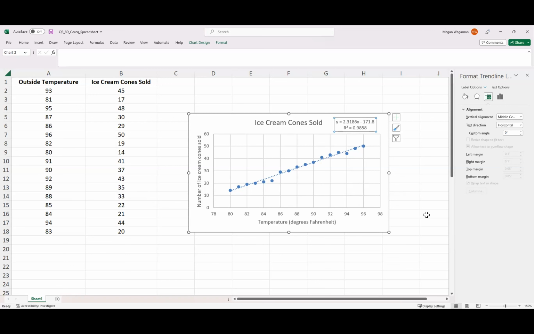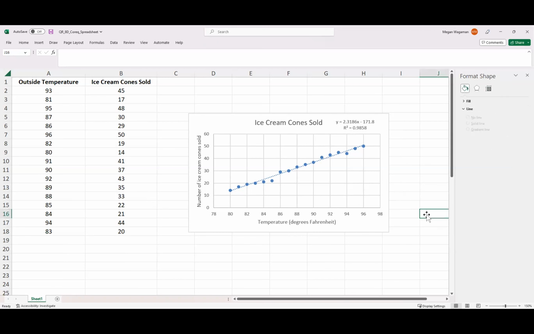And what I'm going to do is actually copy this whole thing into the notes that I'm writing, so that we can see it and talk about it more easily.